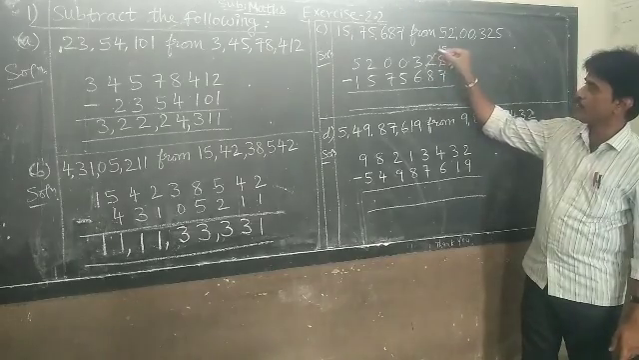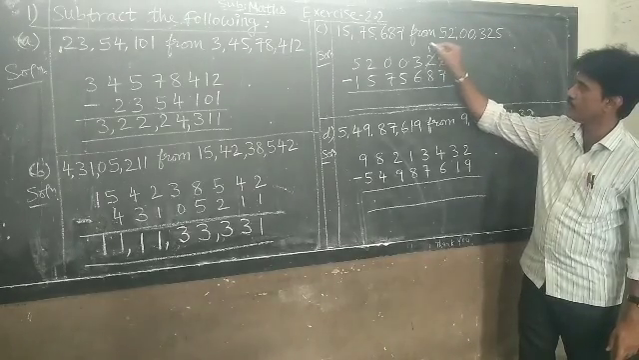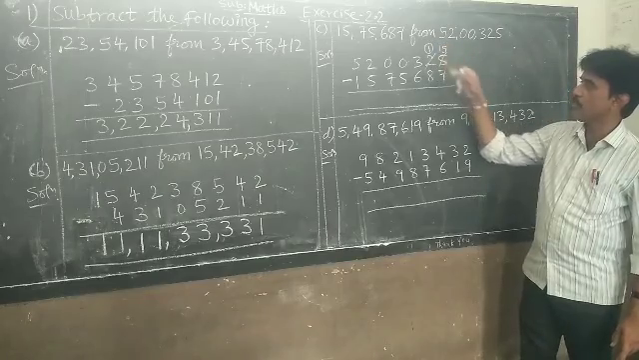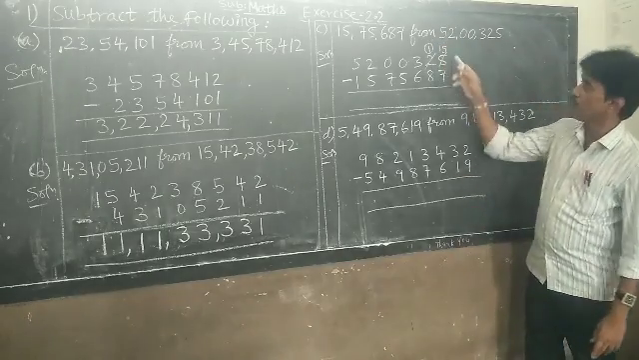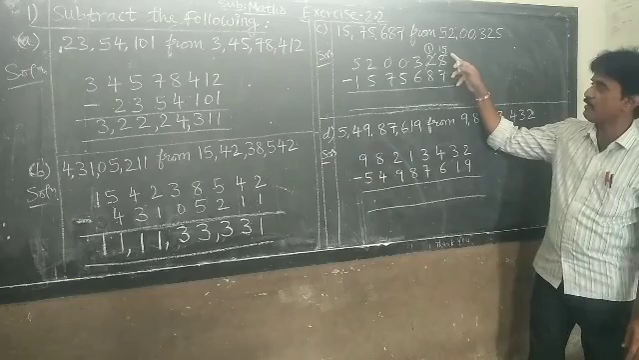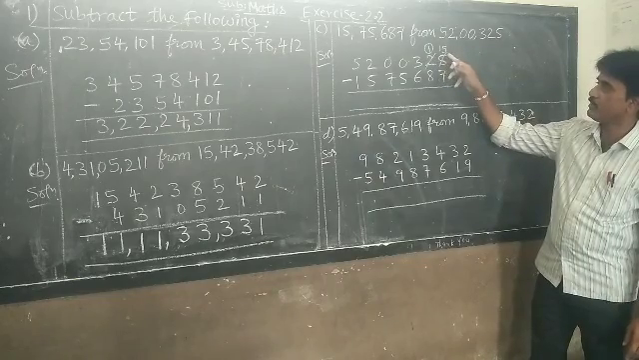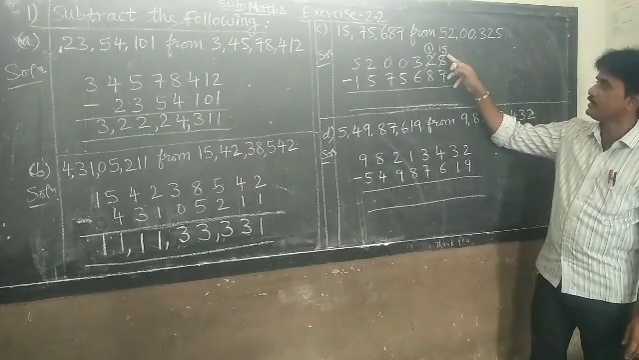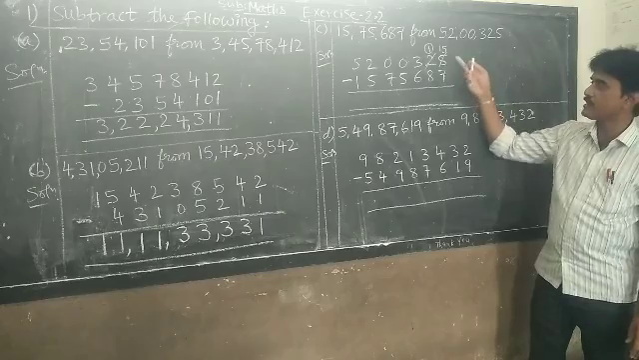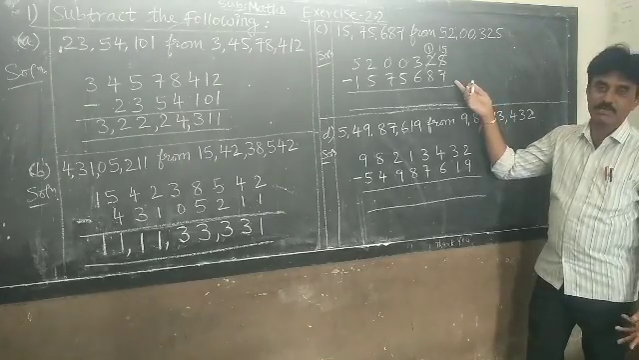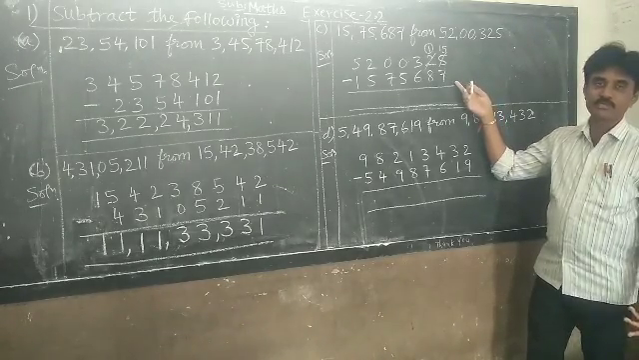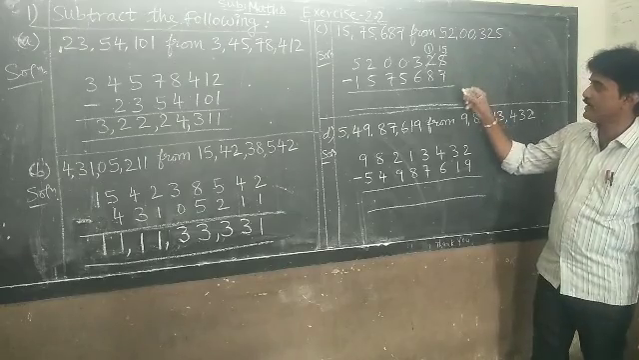Here 2 becomes 1, because you have taken 1. Understood? So now it is 15, not 5. 15 minus 7. Now 15 is the big number, and from 15 you can remove 7. So 15 minus 7 is 8.